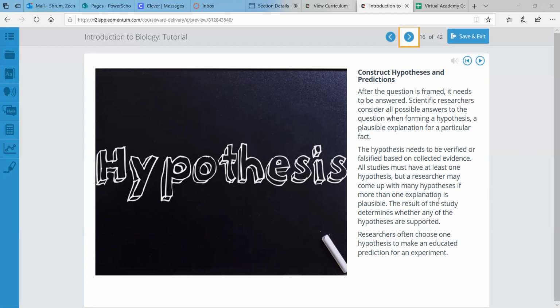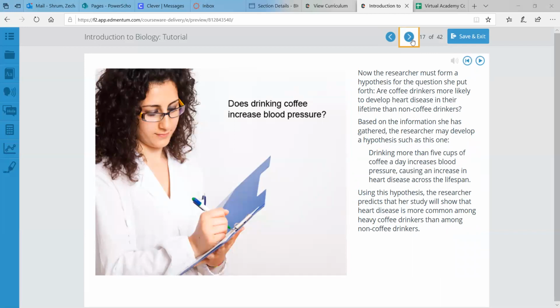And based on the experiment, you're testing the hypothesis and whether it is supported or rejected. So we'll get into that. Does drinking coffee increase blood pressure? So this is the question. Now she has to make an educated guess, a prediction, based on her information already gathered. So she may use this as a hypothesis.